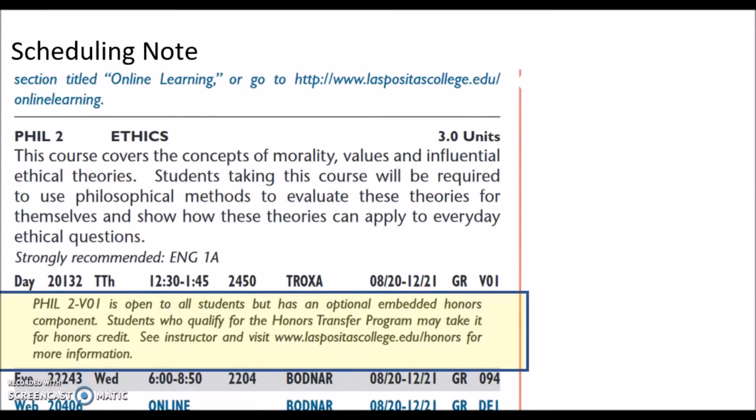One way that we do this is by creating a scheduling note. Here's an example of a philosophy class in the schedule for spring of 2019, and there's a special schedule note that you see here indicating that students who are in the honors transfer program or who might want to be will be able to take this course for honors credit. To be clear, this course is not limited to honors students. It's just an additional way for honors students to achieve the goals of an honors contract.